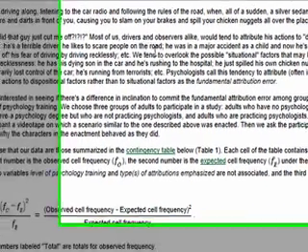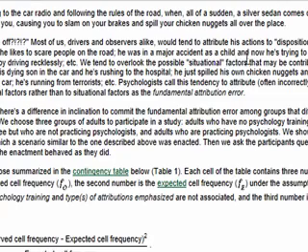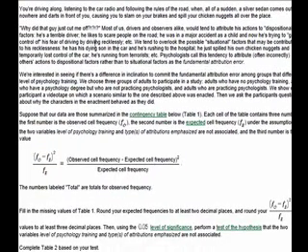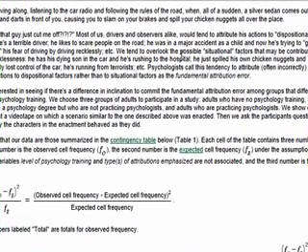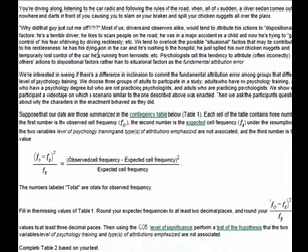Most of us, drivers and observers alike, would tend to attribute his actions to dispositional factors. He's a terrible driver. He likes to scare people on the road. He was in a major accident as a child, and now he's trying to gain control of his fear by driving recklessly, etc. We tend to overlook the possible situational factors that may be contributing to his recklessness. His dying son was in the car and he's rushing to the hospital, or he just spilled his own chicken nuggets and temporarily lost control of the car, or he's running from terrorists, etc.